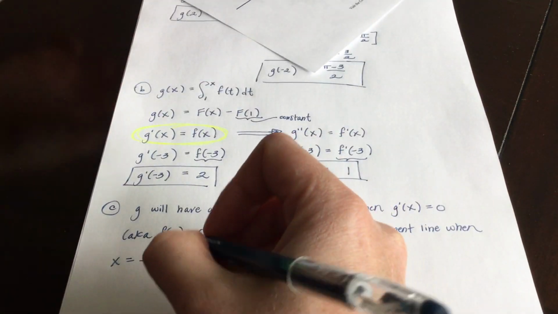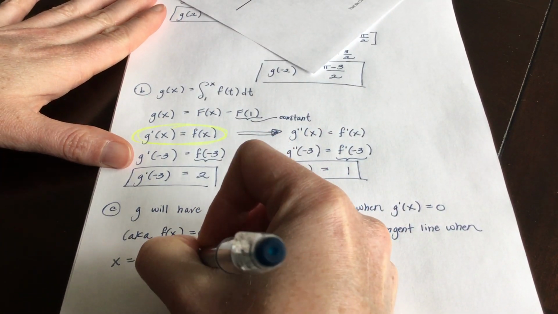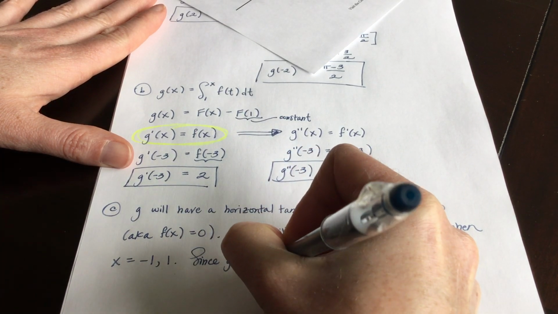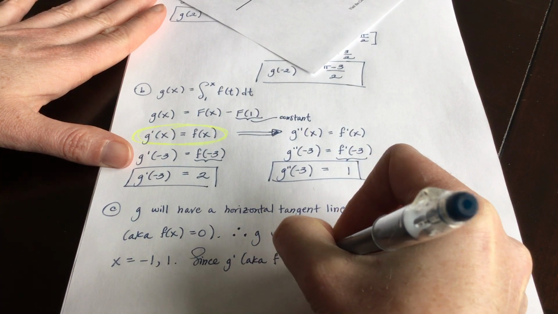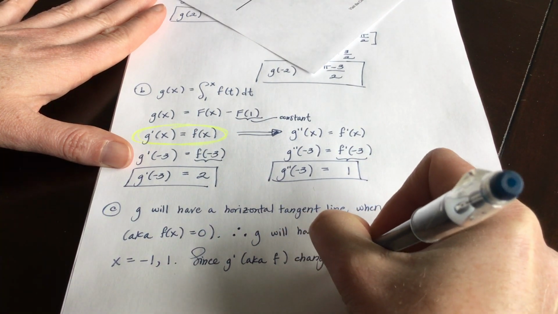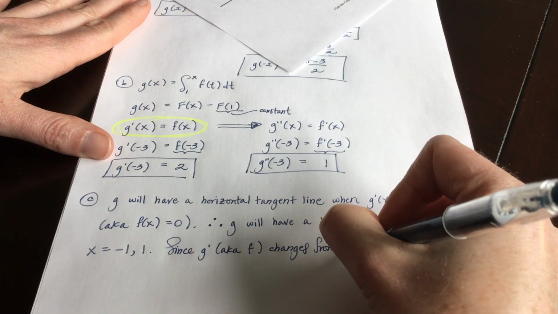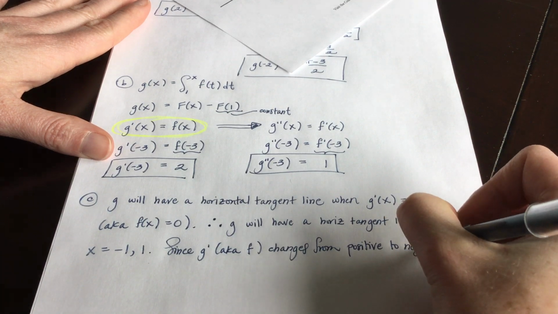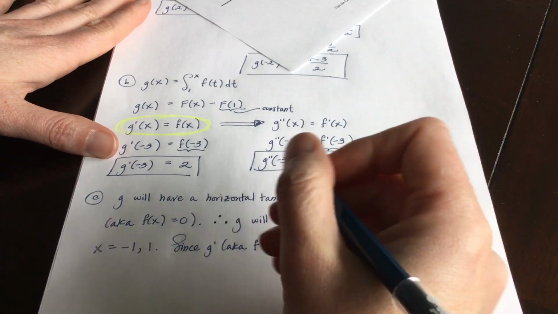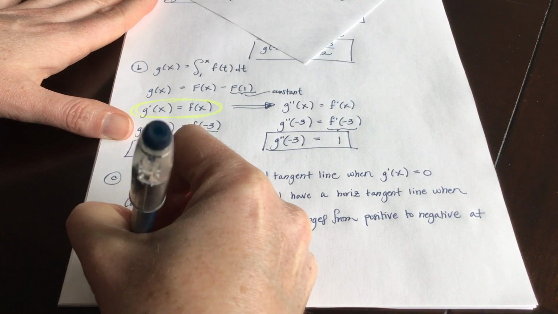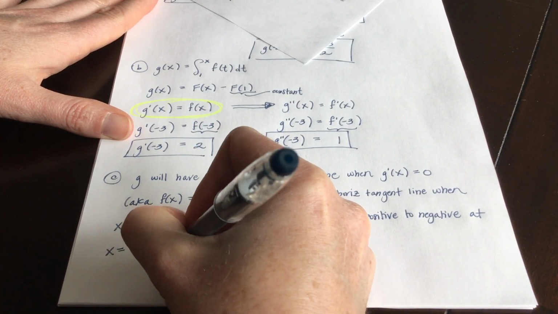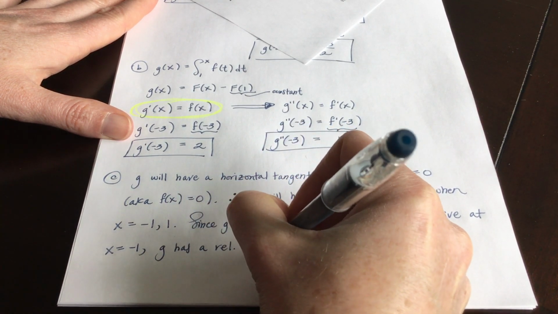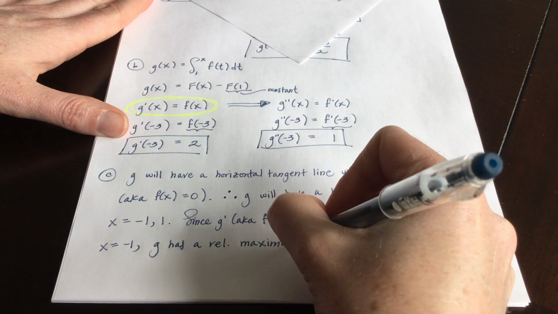So since G prime, and then I'll just go ahead and say AKA F, changes from positive to negative at x equals -1, G has a relative maximum there.